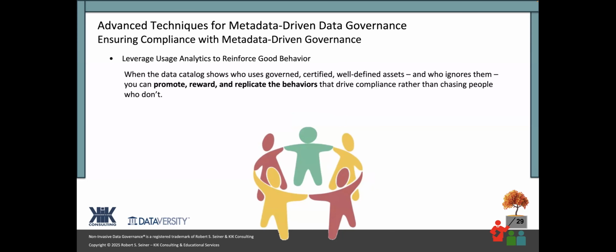Another way to ensure compliance is to leverage those usage statistics to reinforce good behavior. You can use the data that you have about usage to promote and reward and replicate behaviors. I think that makes sense. We want to make certain that the people that are following the rules, that are using the metadata that we have, are being recognized for doing good work. We want to promote that. We want to reward them. We want to make certain that if we see how they are behaving, we can replicate those behaviors in different parts of the organization.